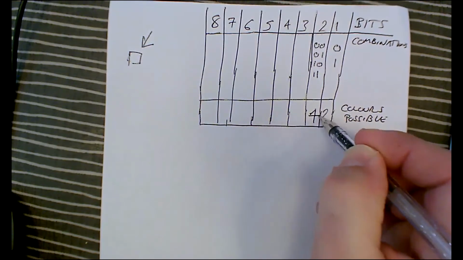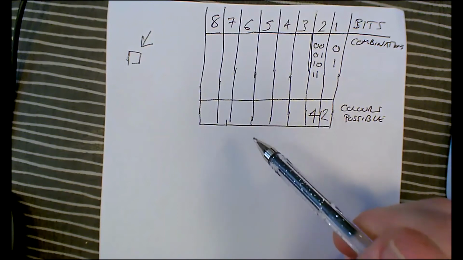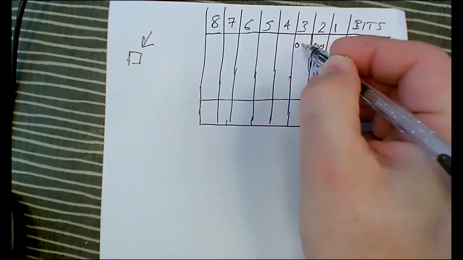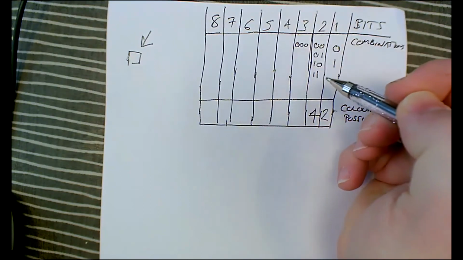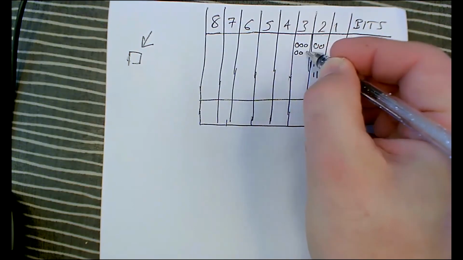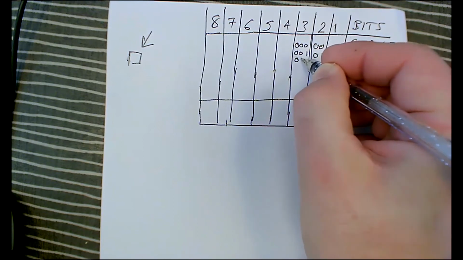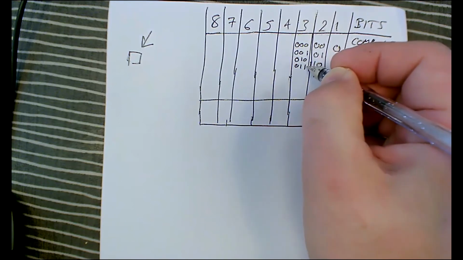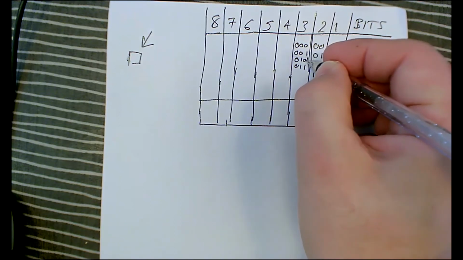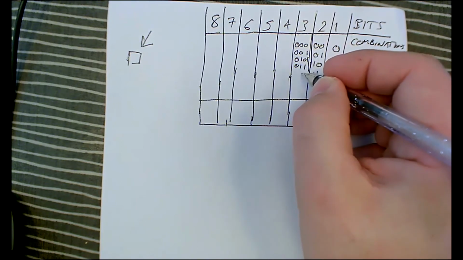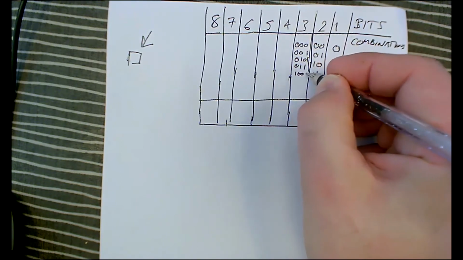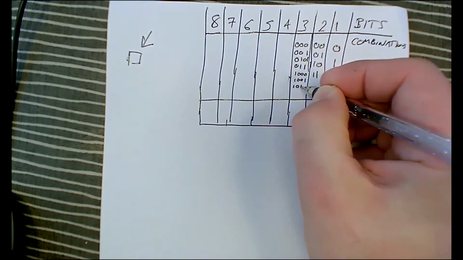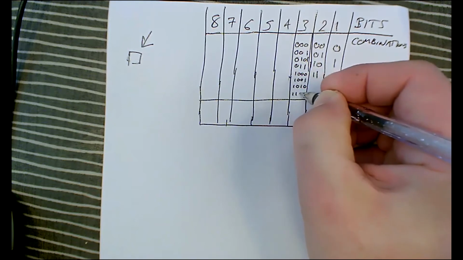Okay, what about if we had 3 bits? So we could actually store 3, so we have 0, 0, 0. We could have 0, 0, 1, 0, 1, 0, 0, 1, 1. Hang on, I missed one out there, and so on. And then you can have 1, 0, 0, 1, 0, 1, 1, 1, 0, and 1, 1, 1.